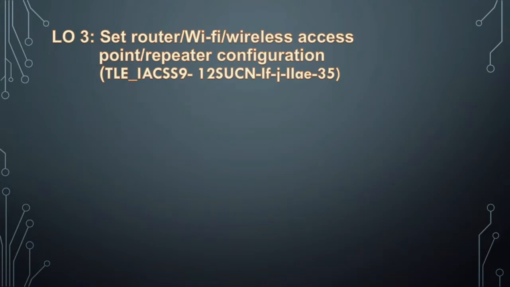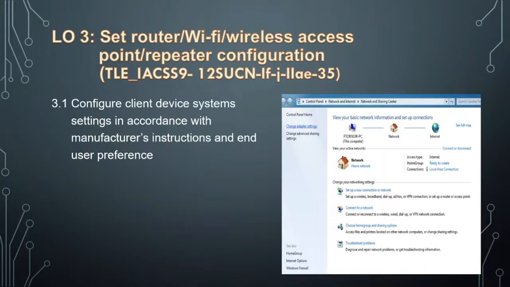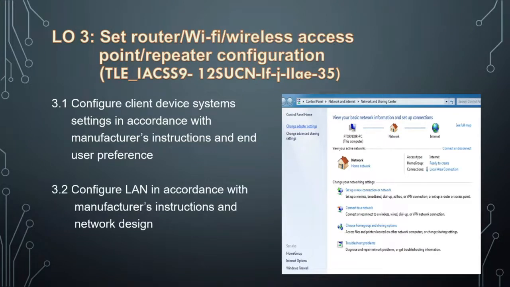Next is Learning Outcome 3, set router, Wi-Fi, wireless access point, repeater configuration. First, you'll be able to configure client device system settings in accordance with manufacturer's instructions and end-user preference. Second, configure LAN or local area network in accordance with manufacturer's instruction and network design.